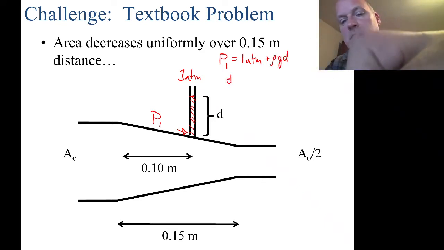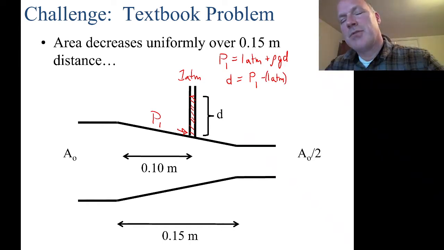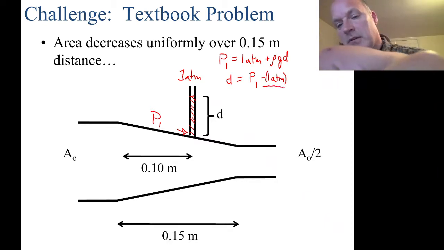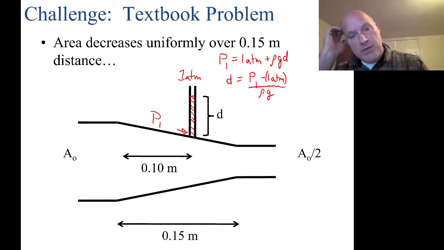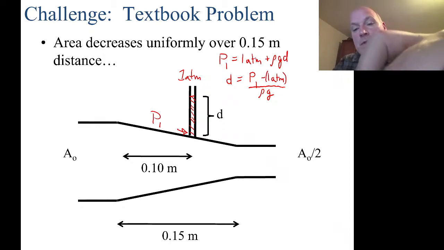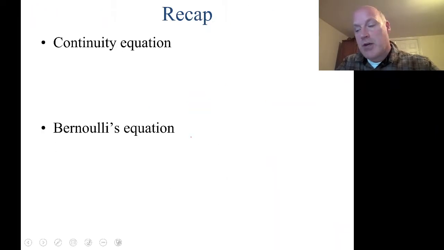In other words, D is going to be equal to pressure 1 minus 1 atmosphere, divided by rho g. Okay, and I say 1 atmosphere because you could plug in 1.013 times 10 to the 5 there, but it's just a shortcut. So once we figure this, we can figure out what that height D is, but we'll need to know what the pressure at the bottom of that tube is. And that's really what this problem is about.